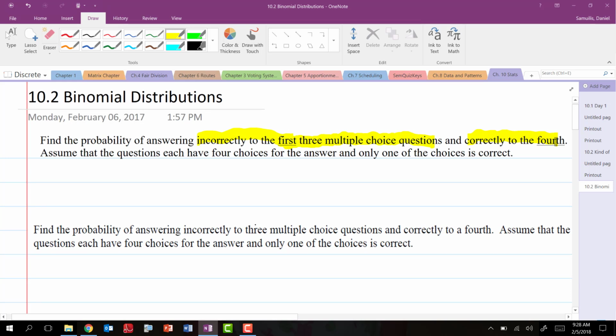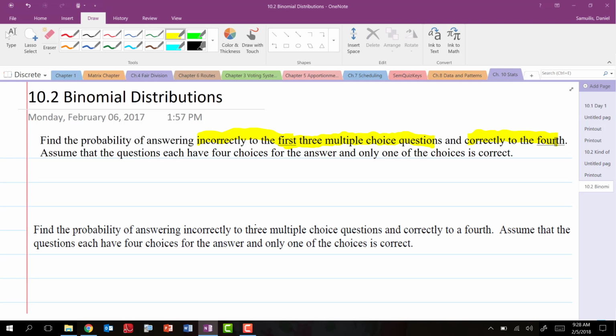Whereas the problem that I had on last year's worksheet, just sharing a story, but the reason I'm sharing this is because it was out of order. This question was on the worksheet before we actually taught the concept, all right? And that's what we needed to understand. Find a probability of answering incorrectly to three multiple choice questions and correctly to a fourth. What's the difference between the two questions?